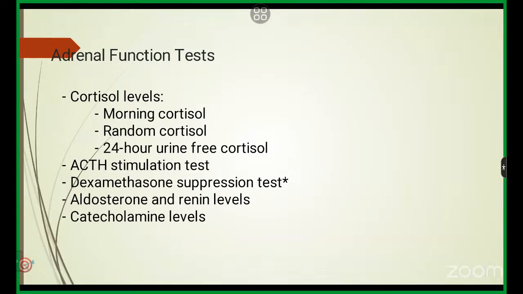Now, we are going to dive deeper into the physiology of the adrenal glands. Now, we are going to look at the adrenal function tests. These tests can include cortisol levels. They also include ACTH, adrenocorticotropic hormone, dexamethasone suppression tests, aldosterone and renin levels, and also catecholamines. These are the major analytes that are done in the laboratory to assess adrenal function.